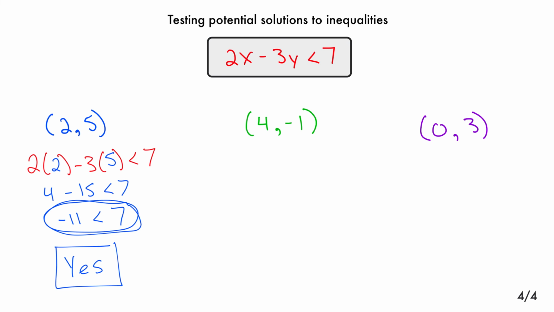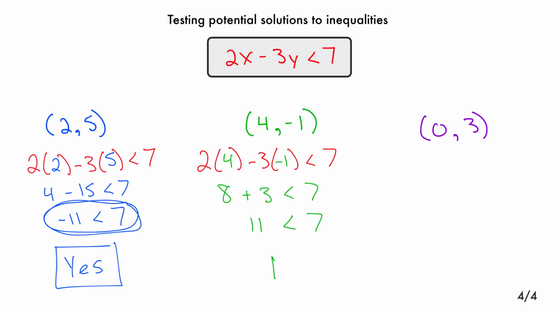Then do the same thing with all of these problems. So it's going to be 2 times the x value, which is 4, minus 3 times the y value, which is negative 1, is less than 7. 2 times 4 is 8. Negative 3 times negative 1 is positive 3. 8 plus 3 is 11. 11 is not smaller than 7. So the answer to this is no. That means when I graph this inequality, this coordinate will be part of the answers. This coordinate will not.